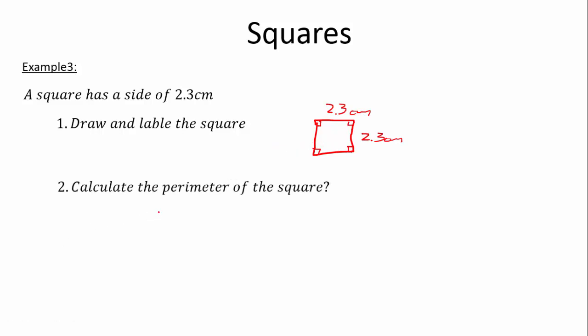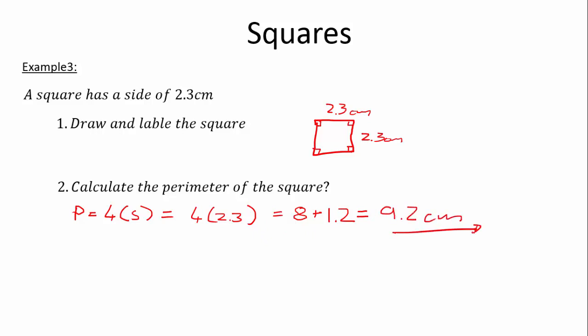Calculate the perimeter of the square. We know that perimeter P is equal to 4S. Keep writing this equation to keep practicing. So that's 4 multiplied by 2.3. So let's go 4 multiplied by 2. We know that is equal to 8. Plus 4 multiplied by 0.3. We know 0.3 plus 0.3 is 0.6. Plus another 0.3 is 0.9. Plus another 0.3 is 1.2. So that's 1.2. And 8 plus 1.2 is 9.2 meters. And that is our answer.